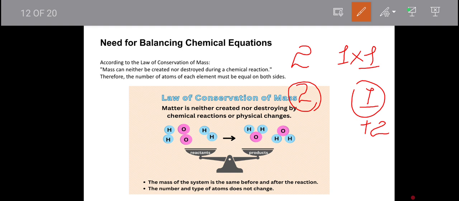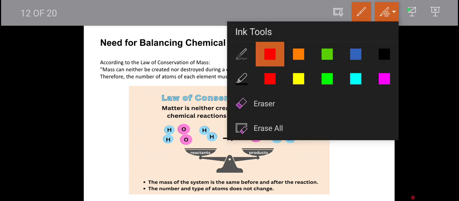So balancing a chemical equation is based on what? The law of conservation of mass. What this law states is that mass can neither be created nor be destroyed in a chemical reaction. So in order to balance the chemical equation, we have to make the number of atoms equal on the reactant side as well as on the product side. Got it? Now we are going to see how we will make this equal.